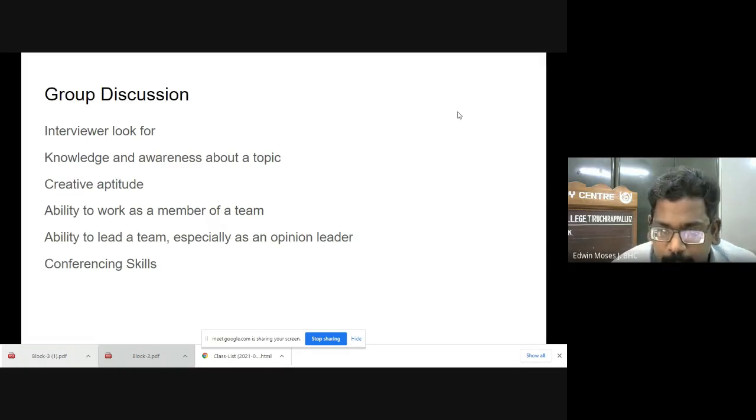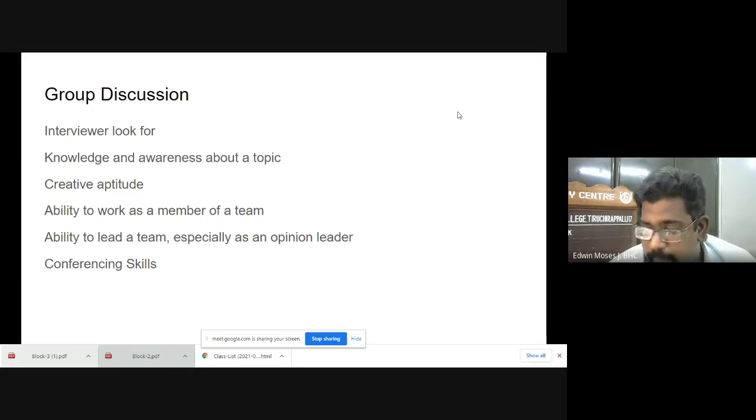Using a GD, what can you assess in a person? The interviewer looks for knowledge and awareness about the topic. In group discussions, generally you are given a topic and asked to speak on it, and they test your creative aptitude and your ability to work as a member of a team, whether you have that mindset. Ability to lead a team, whether you have leadership qualities. They will test all those things using a group discussion, especially as an opinion leader.